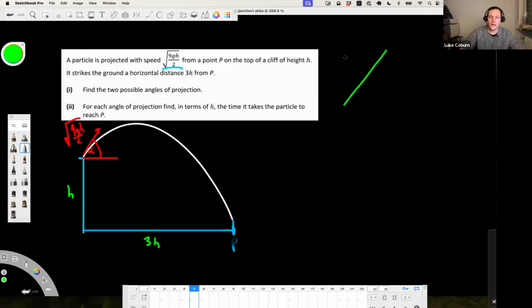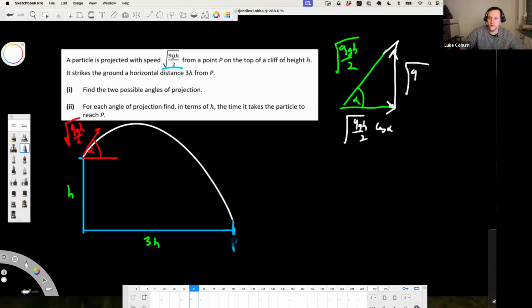That's immediately going to give us the square root of 9gh over 2, and the angle alpha. And this is going to give the square root of 9gh over 2 times cos alpha. A lot of this is just keeping your head while writing down these long 9gh expressions. Then we're going to call this 0, this will be minus h, and this is 3h.